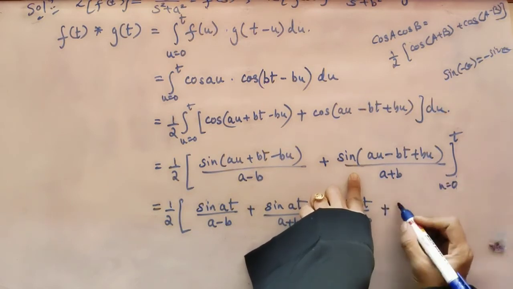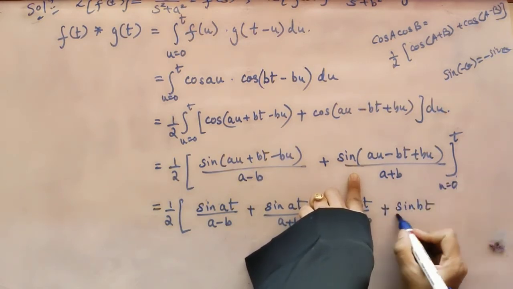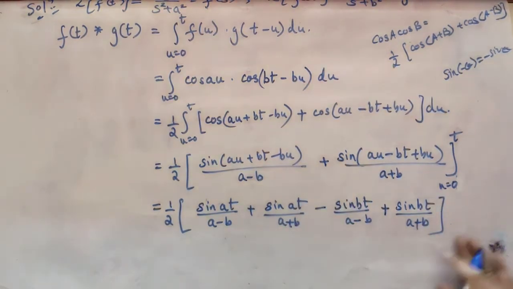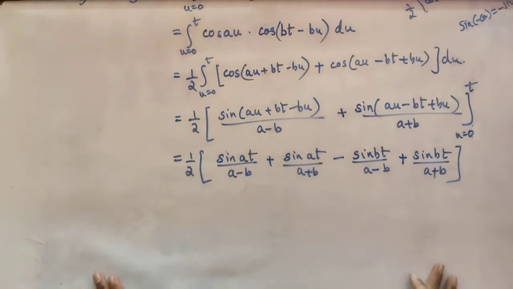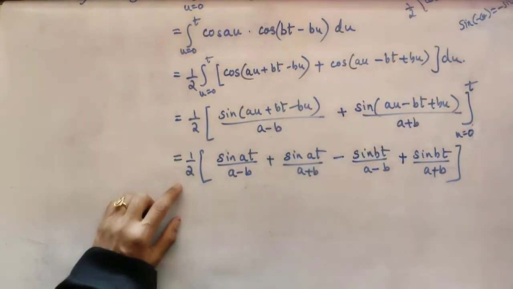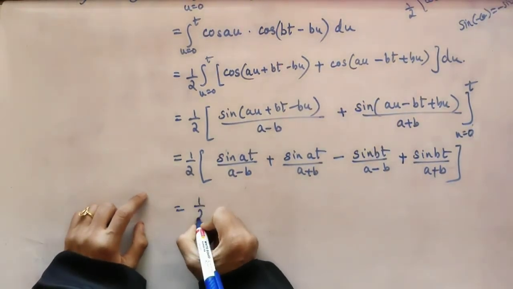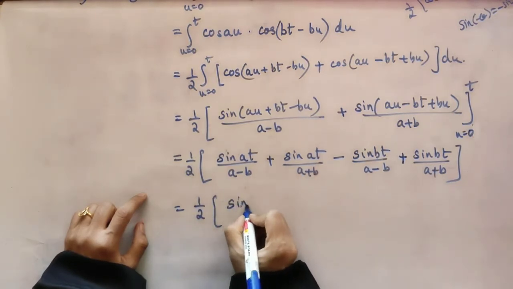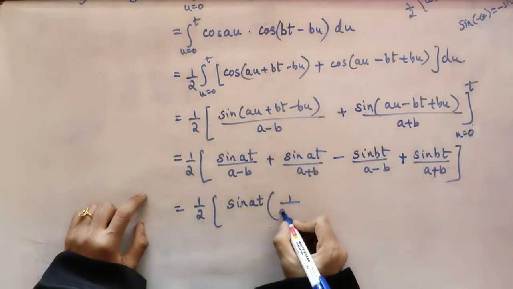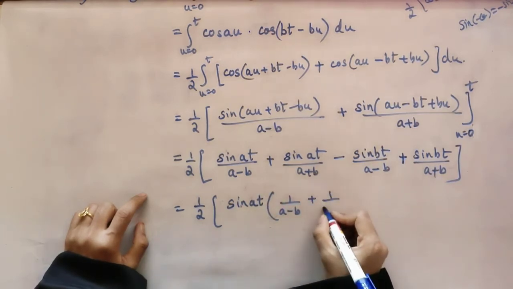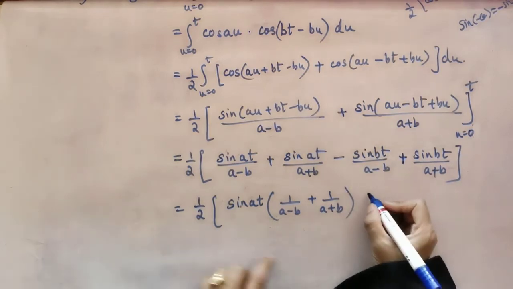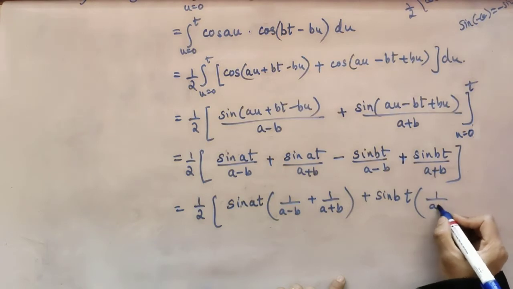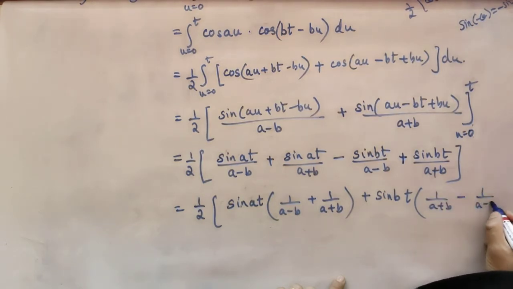So minus of minus plus sin bt divided by a minus b, you will get a plus b, sorry. This is up till here. Okay. Now further, you do one thing, half. You can take sin at common: 1 divided by a minus b plus 1 divided by a plus b. Similarly, you take sin bt common: 1 divided by a plus b minus 1 divided by a minus b.